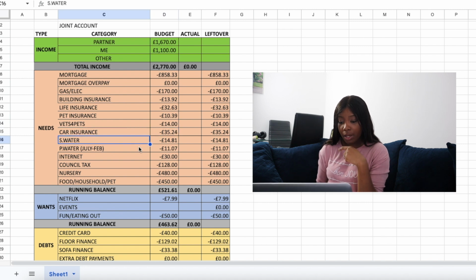They've also got a water bill, which it looks like there's two. I'm not sure why there's two, because one of them says July to February, so I'm not sure where that came from, but I assume they're both water bills, then internet and council tax.